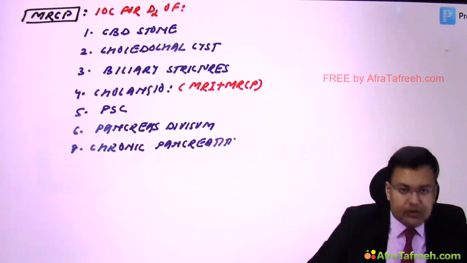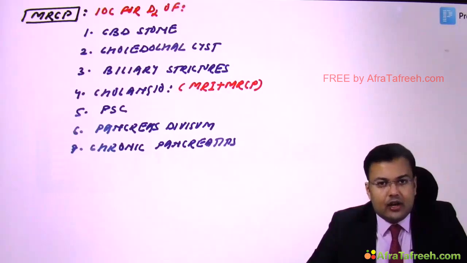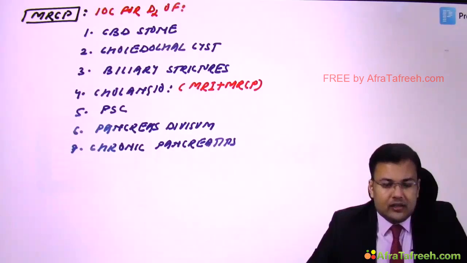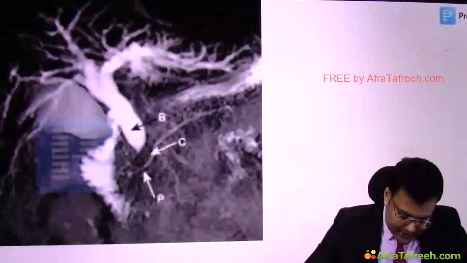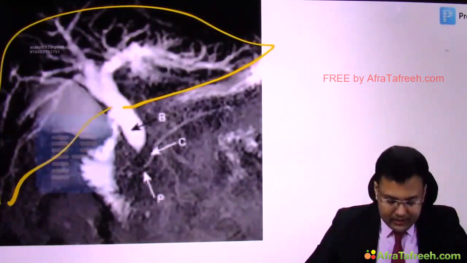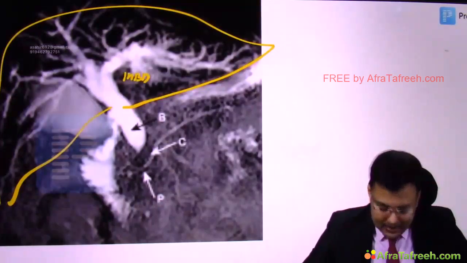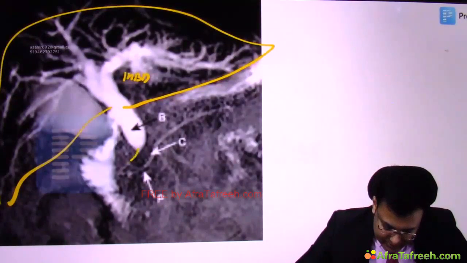Okay. So what you noticed here is that in any condition in which there is a stricture in the bile duct or stricture in the pancreatic duct, like in chronic pancreatitis, where there are strictures and stones, in all these cases the investigation of choice for diagnosis is MRCP. Now see how it looks. Here you can see that this is the liver outline. Clear? This is the intrahepatic bile duct and this is the extrahepatic bile duct.